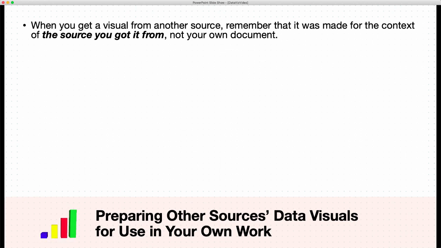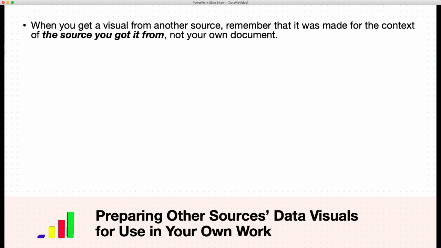Now, we need to talk a little bit about preparing other sources' data visuals for use in your own work, because you're allowed to do that. And these are some of the key things you've got to remember. When you get a visual from another source, remember that it was made for the context of the source you got it from, not for your own document. That's really key to remember.